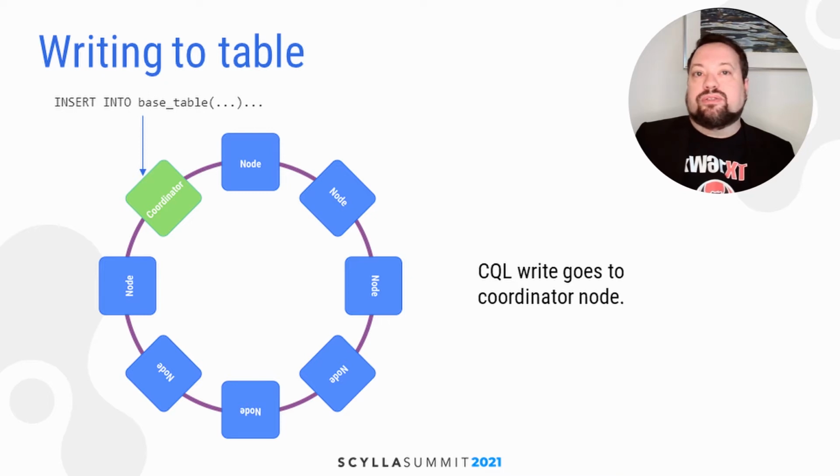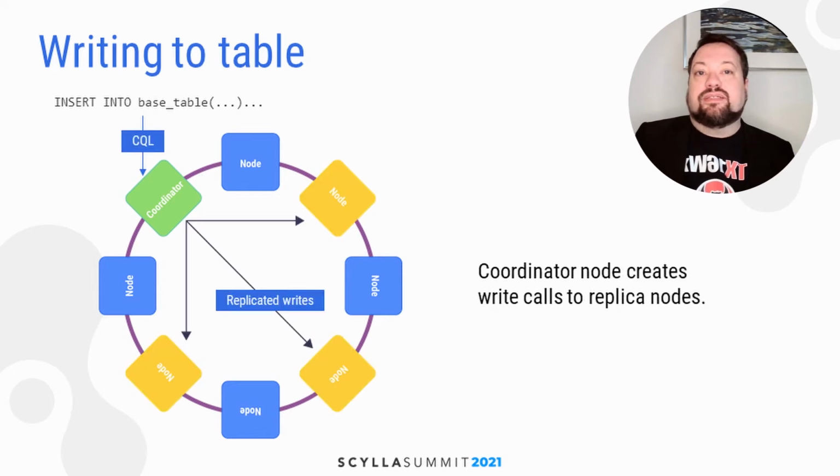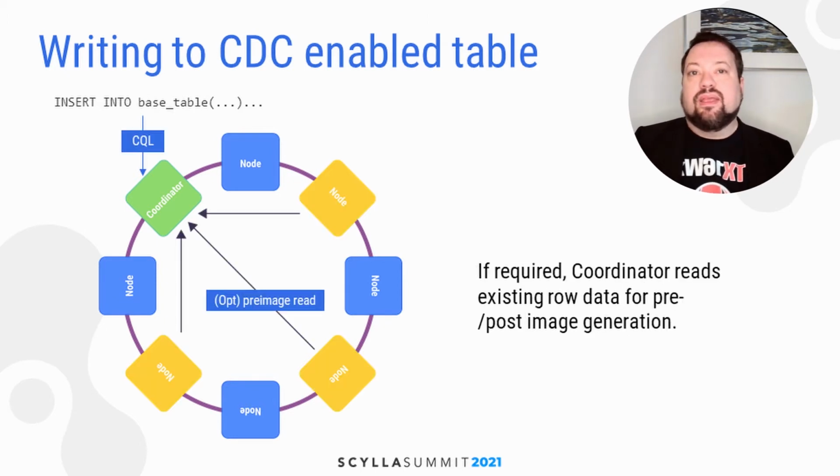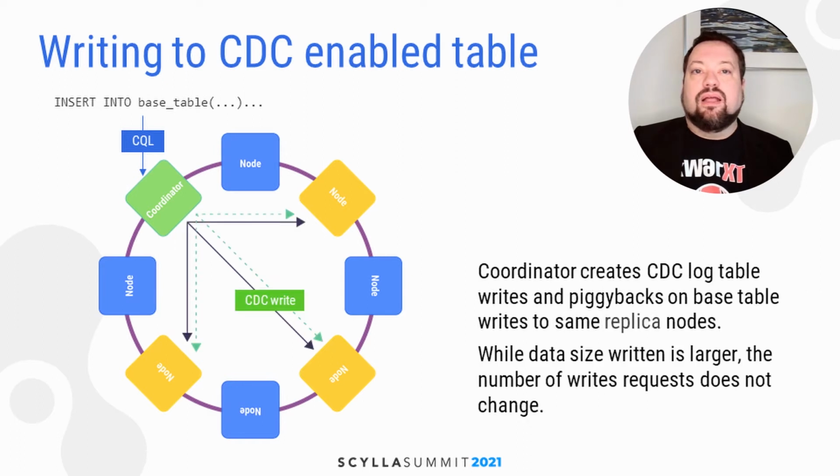Now, when you normally write into a SQL table, you send SQL to a coordinator node, which processes it and then creates RPC calls to the replica nodes where data is actually stored. Writing to a CDC-enabled table is the same thing. You send SQL to the coordinator node, but the call gets intercepted. Here it gets pre-processed, and we optionally issue pre-image reads to get data for pre- and post-image generation. Now the CDC mechanism will piggyback writes to the log table, created from the original mutations, on the same write calls that go to the replica nodes. So we don't generate more writes, but we do generate more data.